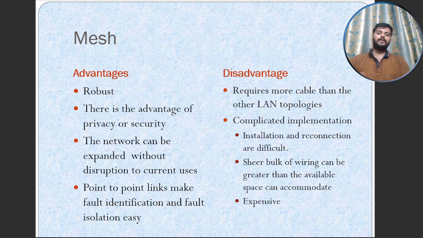What are the advantages and disadvantages? It is robust. Every single device is connected with other devices, that makes it robust. There is the advantage of privacy or security. That is one of the major advantages, as I said. Expansion is quite easy in this particular topology. In ring topology or bus topology, we have seen that expansion was quite difficult, but in star it was easy. Same way in mesh also it is quite easy, but the disadvantage is that it is difficult to install. You require more cable, you require more network equipment, and that becomes very expensive to use.